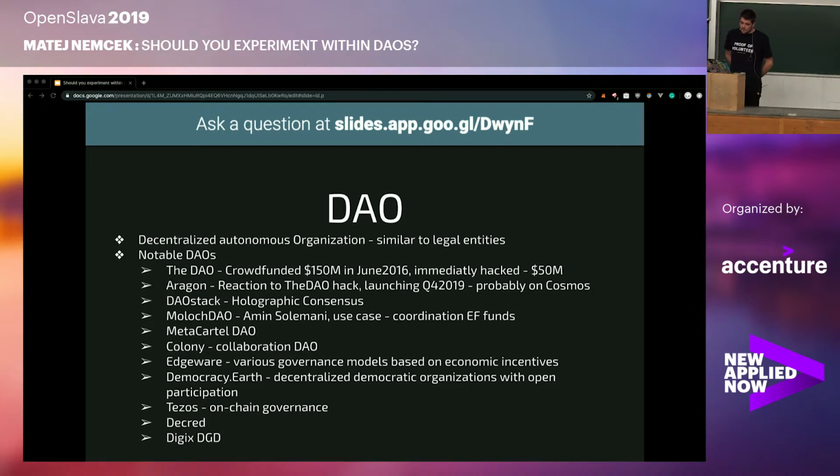And maybe some of you know the DAOs. They have on-chain governance, and they are using this sort of governance to vote on various proposals for the miners. And there are less notable ones like Decred and Digix.